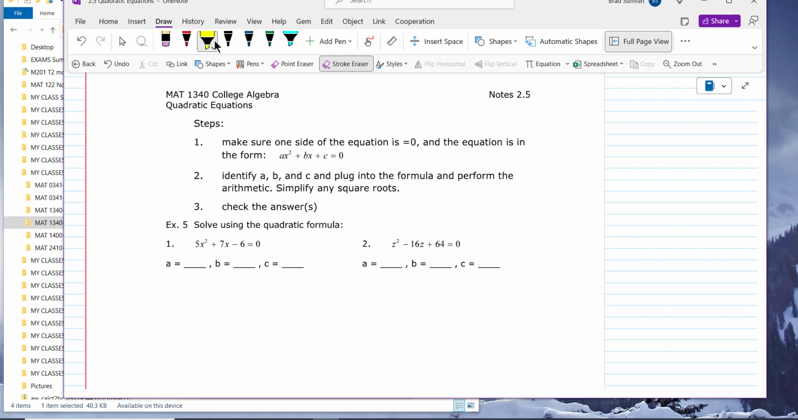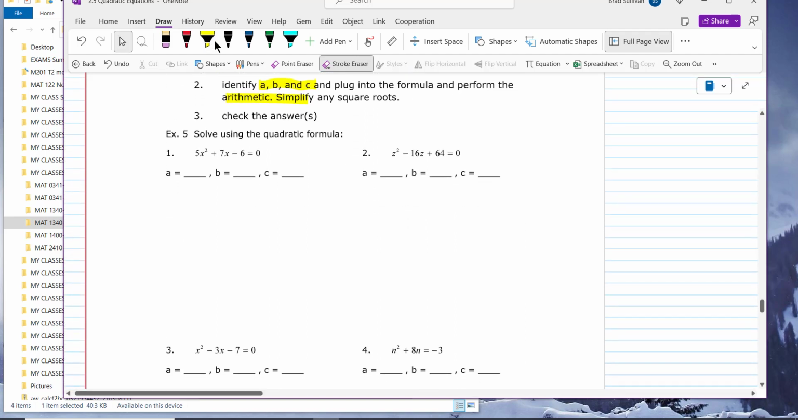When you use the quadratic formula, the first thing you always do is make sure one side of the equation is equal to 0. Okay? Then what you do is identify A, B, and C. Those are just the numbers in front of x squared, the numbers in front of x, and then the other number. Then the third thing is you plug in the quadratic formula. If you want to check your answer, you got the ability to check and see if you're right. Okay? All right, so let's start going through some of these things then.